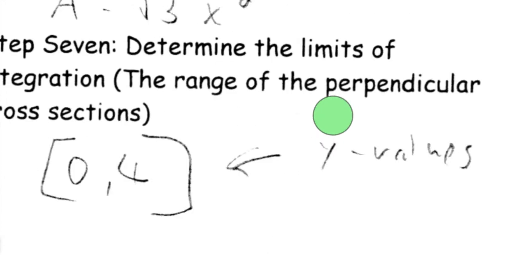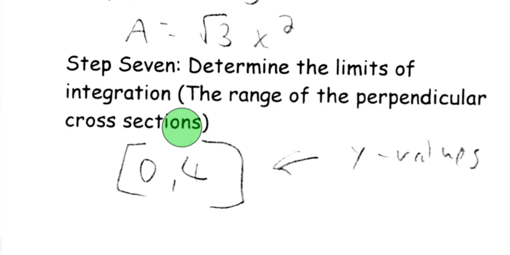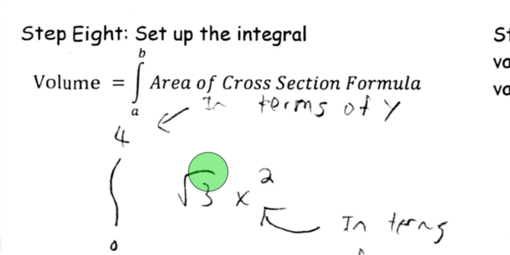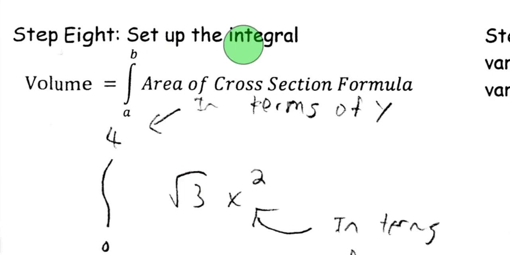Step 7, determine the limits of integration, the range of the perpendicular cross sections. Again, those triangles are ranging from 0 to 4. You need that in order to set up your integral. Step 8 is to set up the integral. It's going to be going from a to b. The volume is going to be equal to the integral from a to b of the area of the cross-sectional formula, which in this case, again, is square root of 3 x squared.